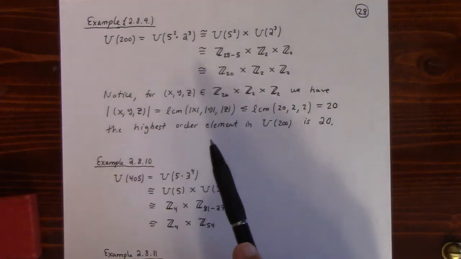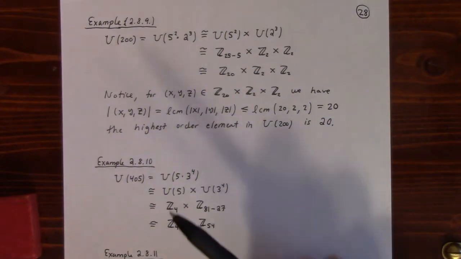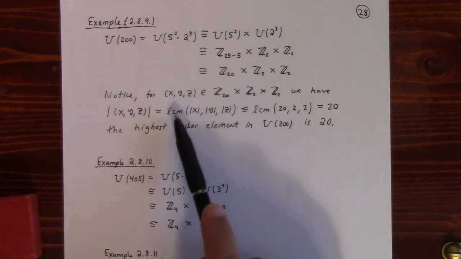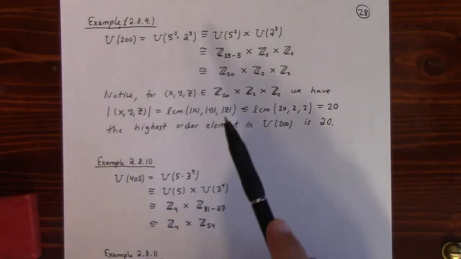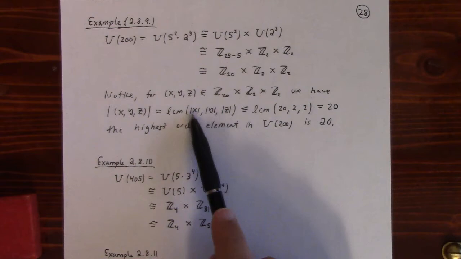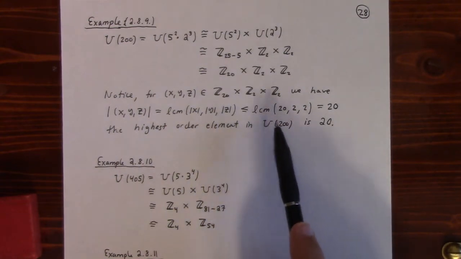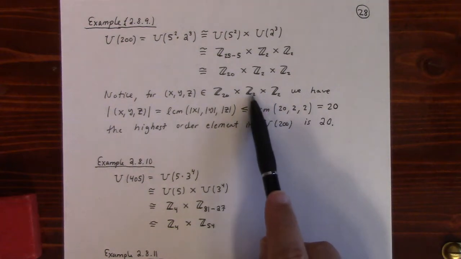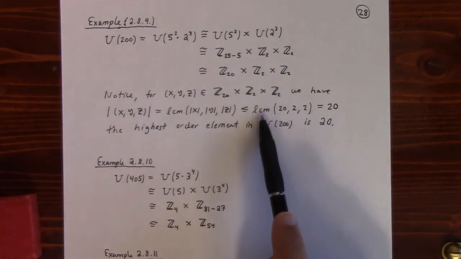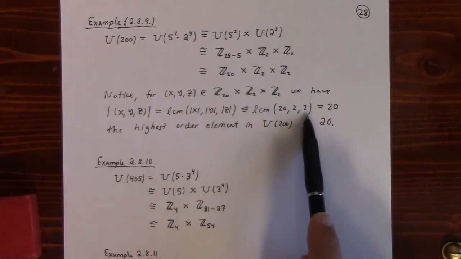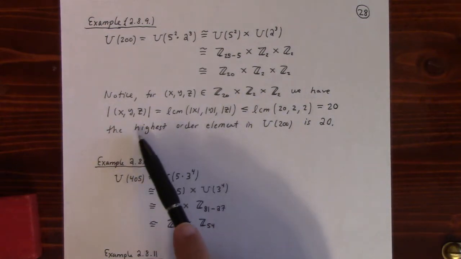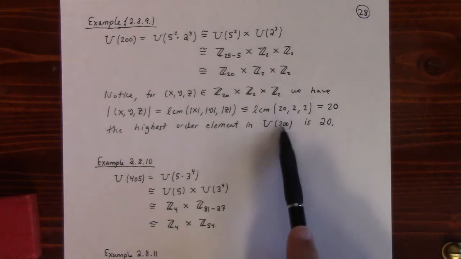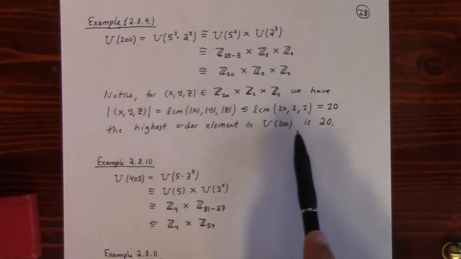So, you know, let's smell the roses here for a second. If I had a triple in this, notice that the order is the least common multiple of the orders of the elements paired. So you can have at most 20, at most 2, and at most 2, so check it out, the least common multiple of those is 20. That means that the highest order element in U200 is 20, because order of elements is preserved under isomorphism.